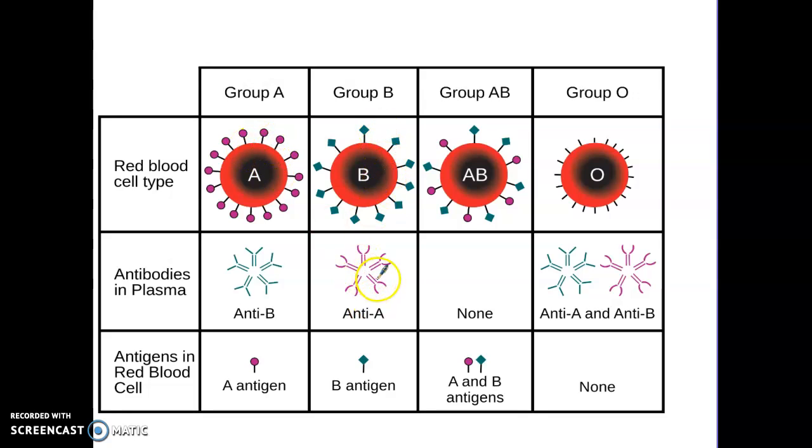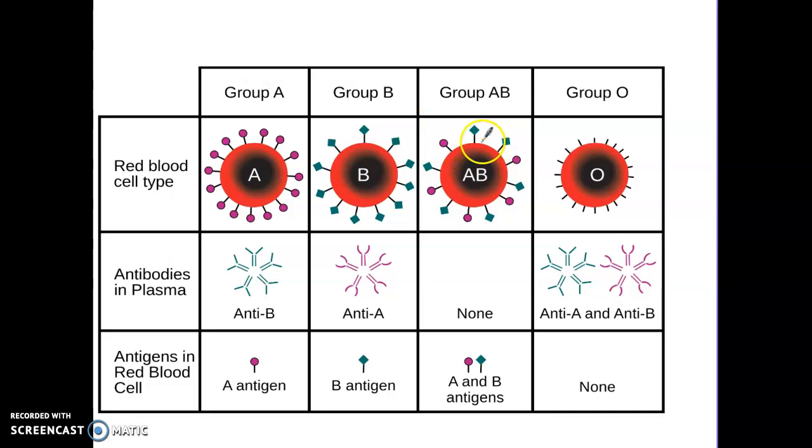So if you're type B blood and you somehow got a transfusion of type A blood, it would cause a lot of problems in your body because it would attack this blood, recognize it as foreign, and that actually causes problems with your blood. It actually causes some clumping and clotting that actually would kill you. So you don't want to get the wrong kind of blood.